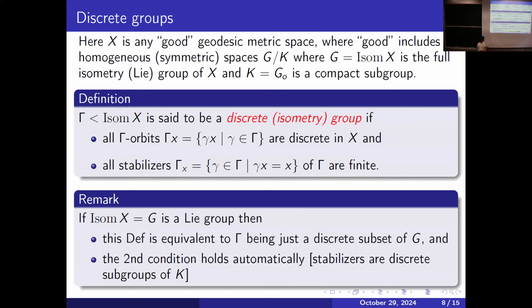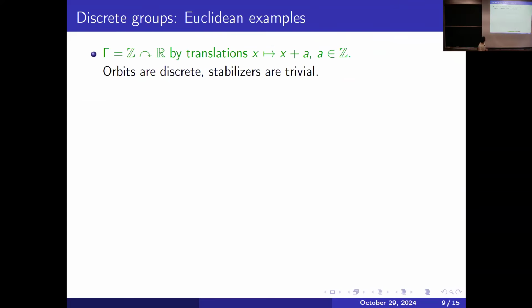Okay, then let's consider some examples. The first example is quite simple: it is the group gamma equal to Z, which acts on the real line R by translations, x maps to x plus a, where a is an integer. And obviously orbits are discrete, right? They form basically something isomorphic to Z itself in the real line.